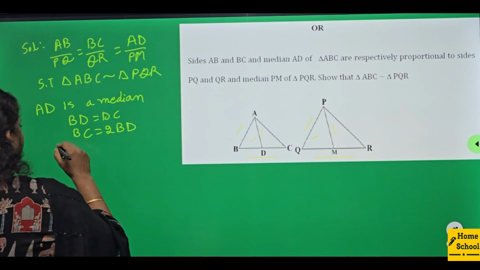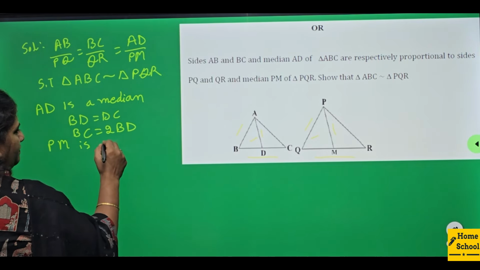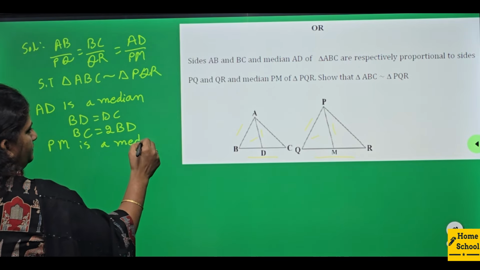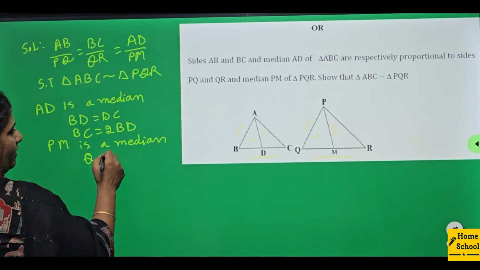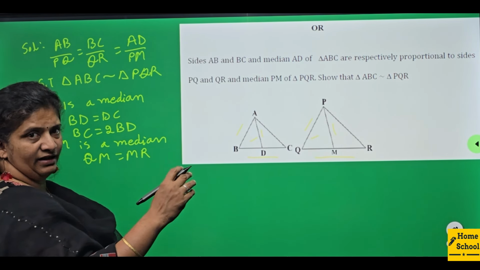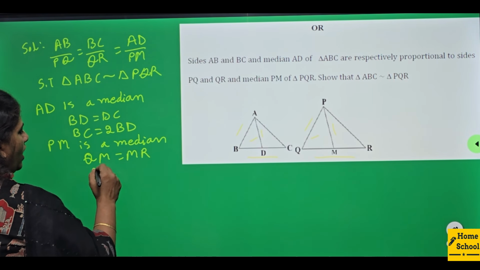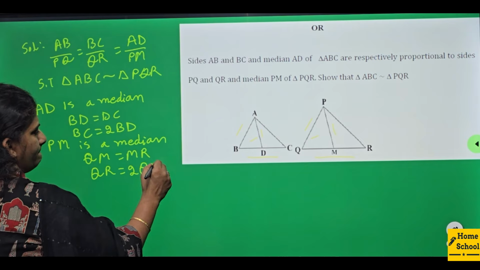Okay, then the other one, if PM is a median, then QM is equal to MR. The opposite side is divided equally. QR is equal to twice QM.